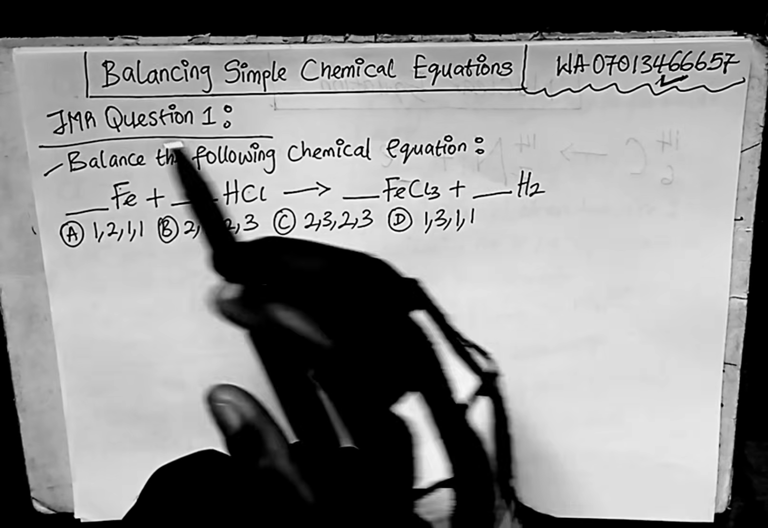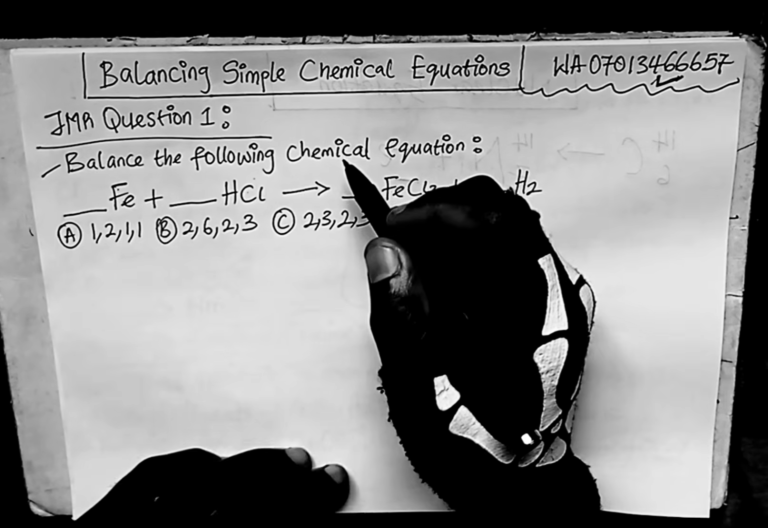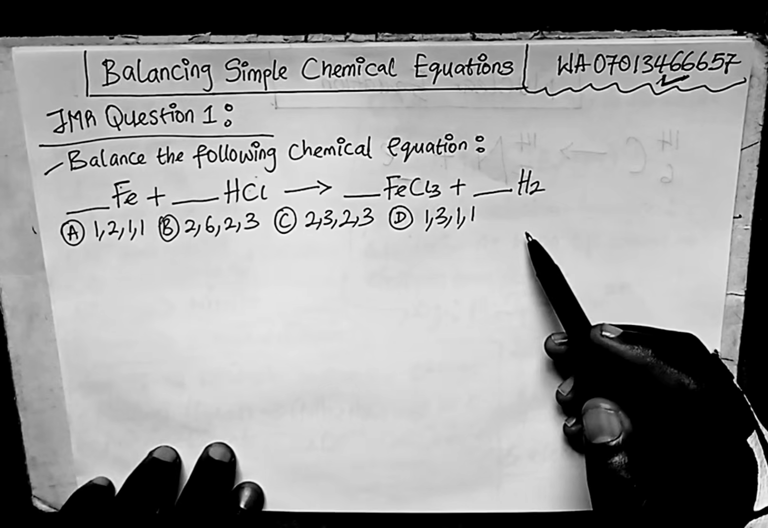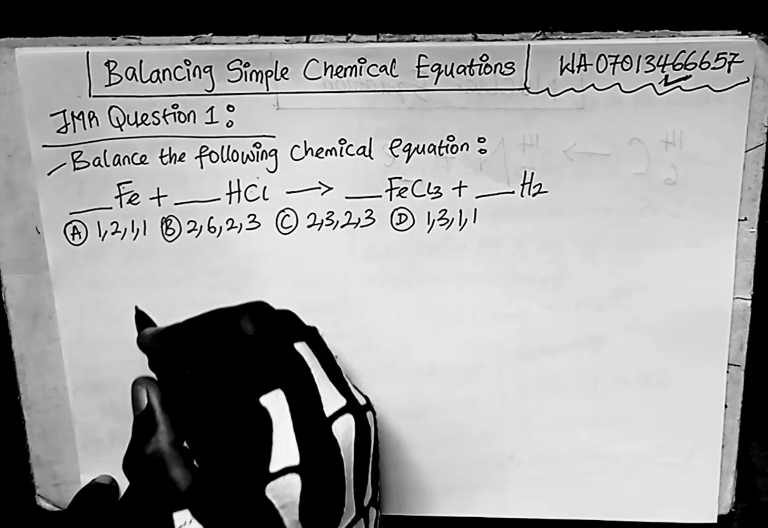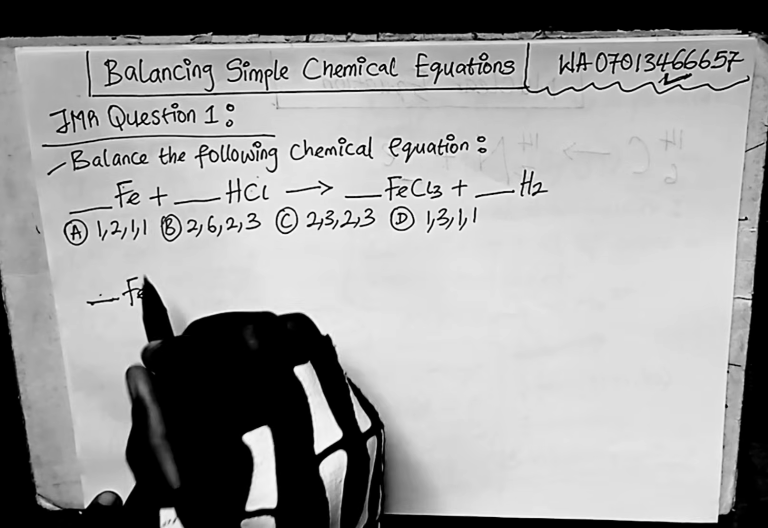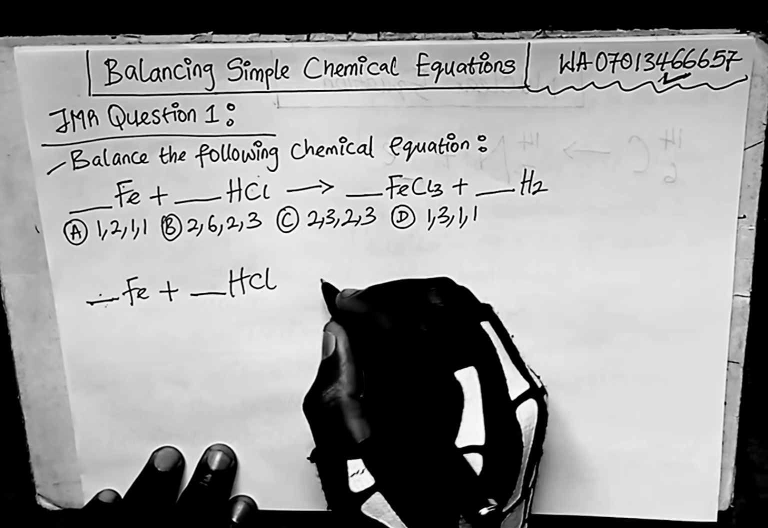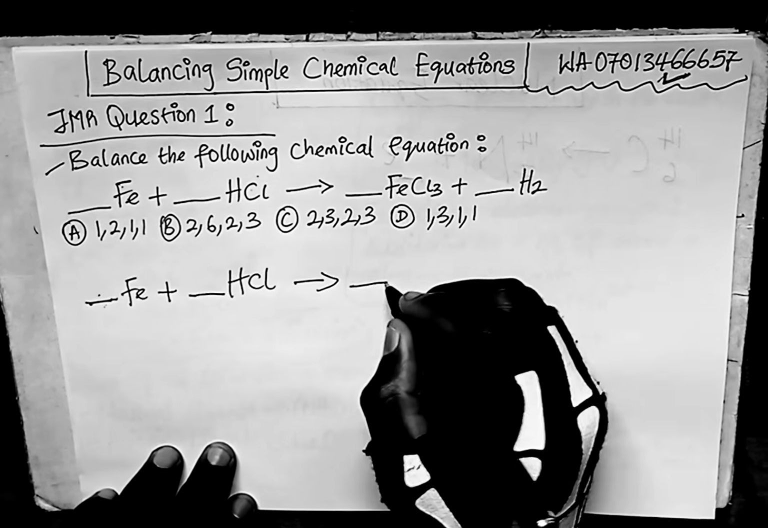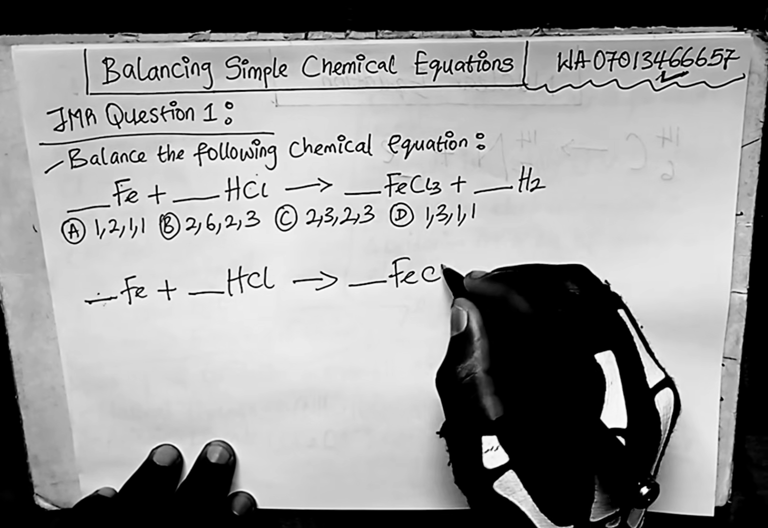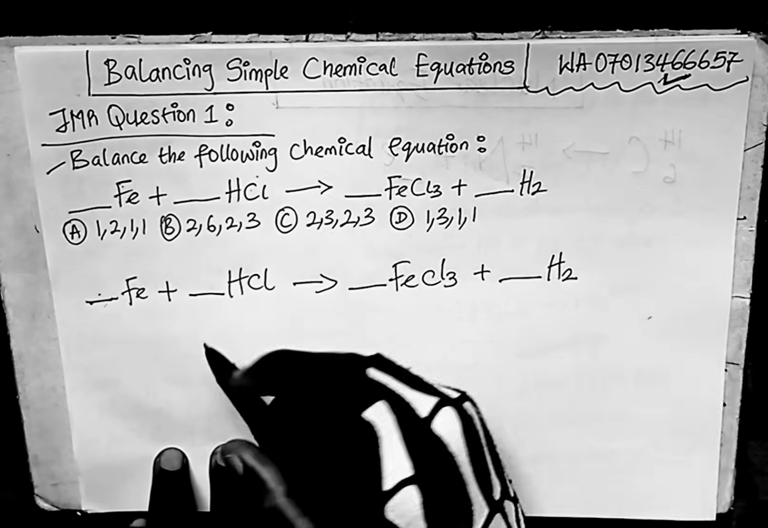All right. So the question we have here, JAMB must-repeat question 1, reads: balance the following chemical equation. These are the options provided. Balancing a chemical equation is very easy. They gave us Fe, plus HCl, giving us FeCl3, plus H2, with blanks in front of each. They said we should balance the equation.